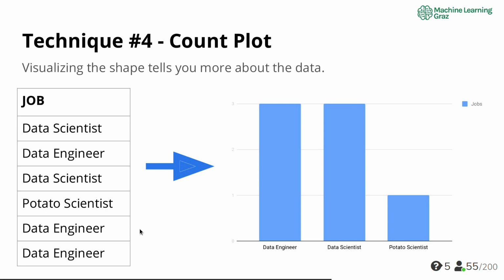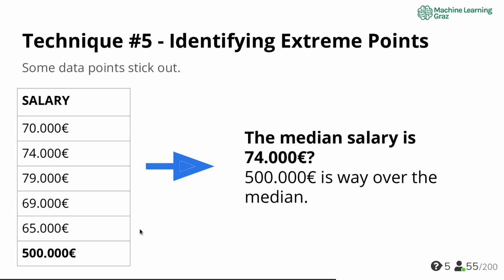And the final technique of univariate analysis we're going to teach you today is technique number 5, identifying extreme points. So some data points just stick out. In this column, we have some salaries, and we can see everything ranges around 60,000, 70,000 euros, except one particular number, exactly this one, 500,000 euros. The median of the salary is 74,000 euros. 500,000 euros is way over the median. It's an extreme point.